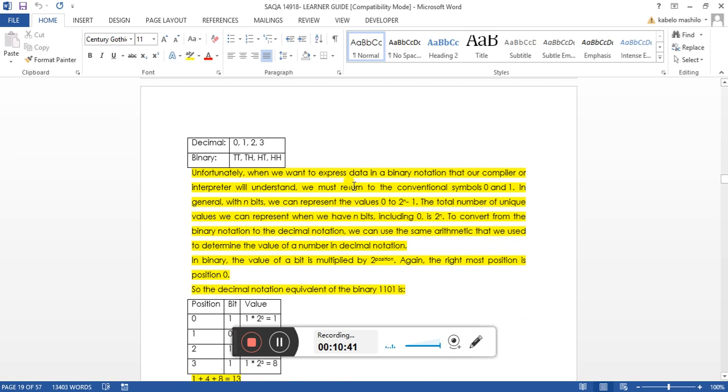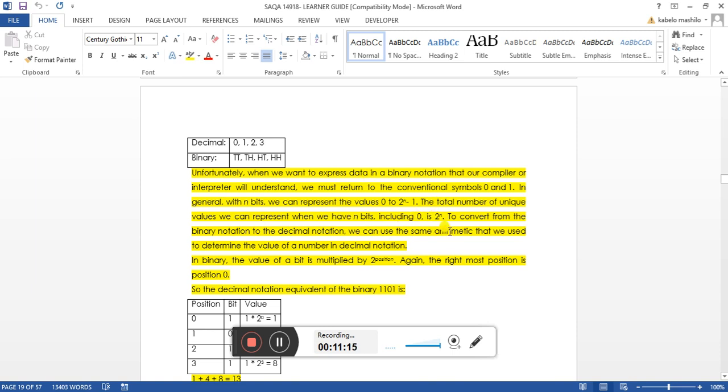Unfortunately, we want to express data in a binary notation that our compiler or interpreter will understand. We must return to the conventional symbols 0 and 1. In general, with n bits, we can represent the values 0 to 2 to the power n minus 1. This is the formula, guys. 2 to the power n minus 1 is the formula used within the binary notation. The total number of unique values we can represent when we have n bits, including 0, is 2 to the power n.